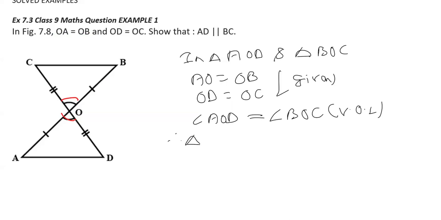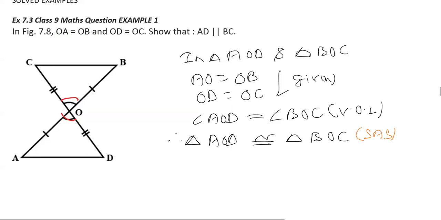So once these three elements are proved for the triangles, we can write therefore triangle AOD is congruent to triangle BOC. And these two triangles are congruent by side angle side. As you can see, the angle is in between the two sides. Now, once we prove these two triangles congruent, I can write this angle A is equal to angle B. This is angle B here, and that is from CPCT.